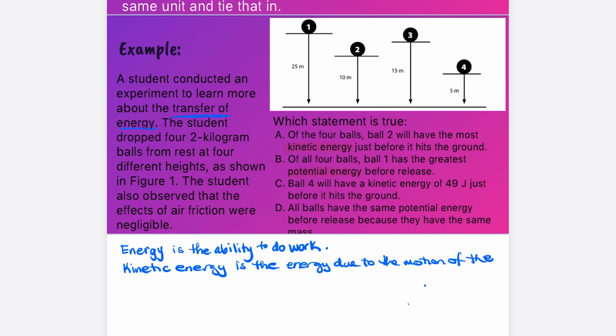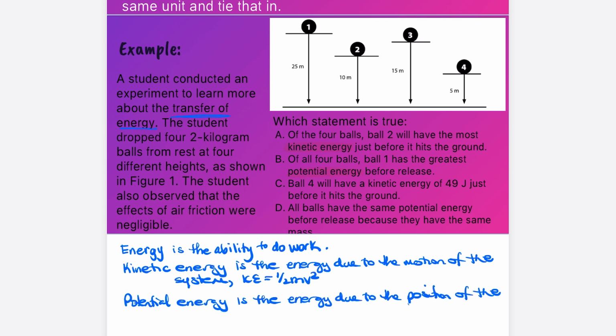Energy is the ability to do work. Kinetic energy is the energy due to the motion of the system, and kinetic energy is 1/2 mv squared. Notice I put in the definition because I saw that kinetic energy was listed in the words of the problem statement and the answers. And then I included the equation, but not by itself. I included it with the definition.